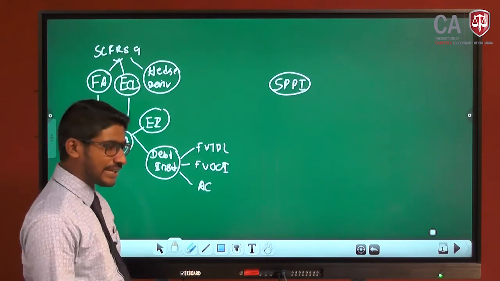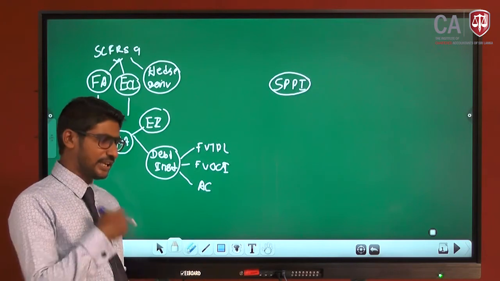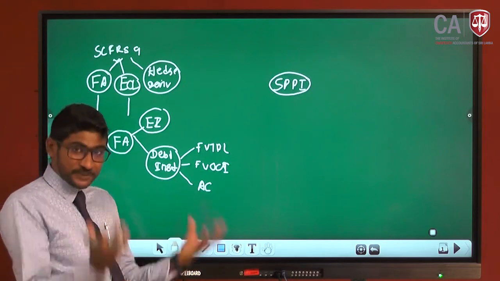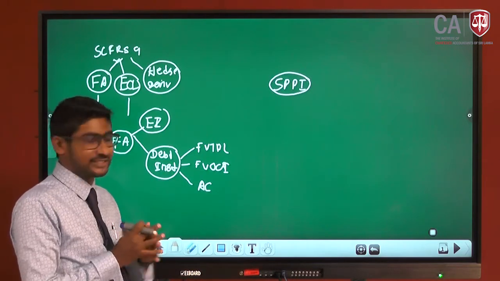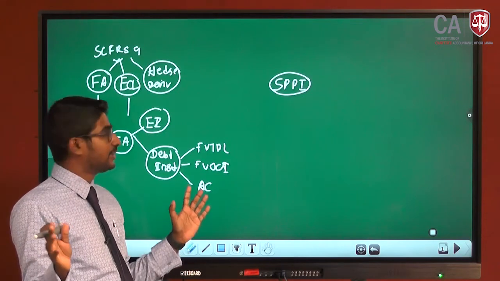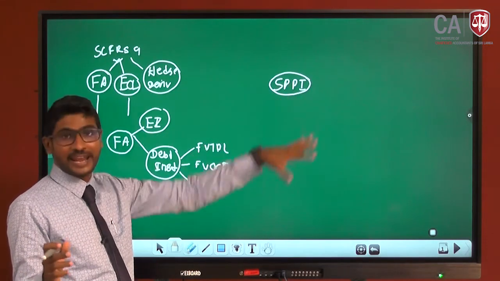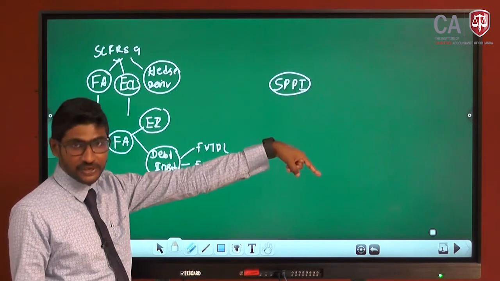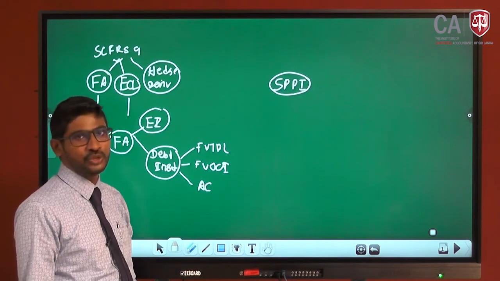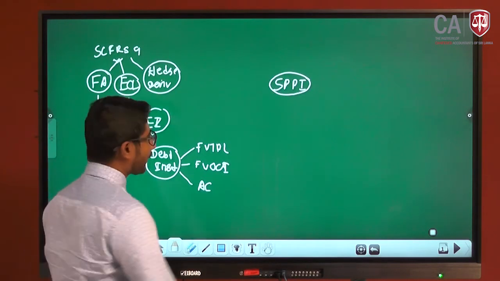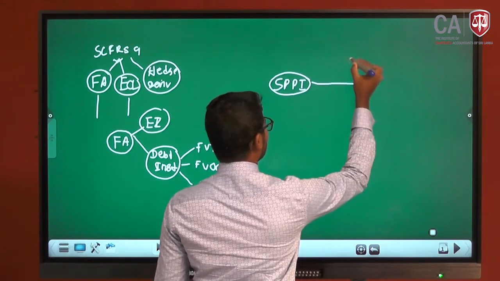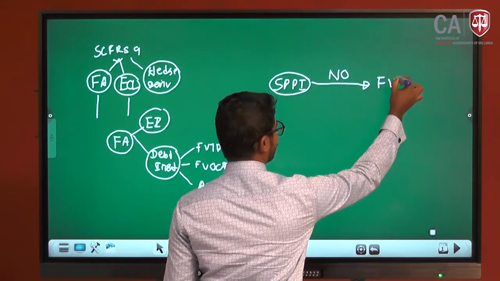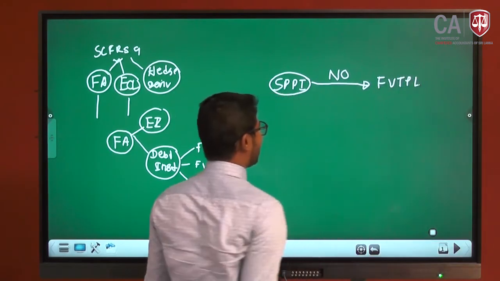Let's say there is a convertible debenture. Then what can you say? Convertible debenture, you have the interest, you have the maturity proceeds, and you have the option to convert it into ordinary shares. Then sole payment of principal and interest is not satisfied. Why? We have another benefit to convert this debenture into ordinary shares. So if the SPPI test is not satisfied, that particular instrument goes as FVTPL.